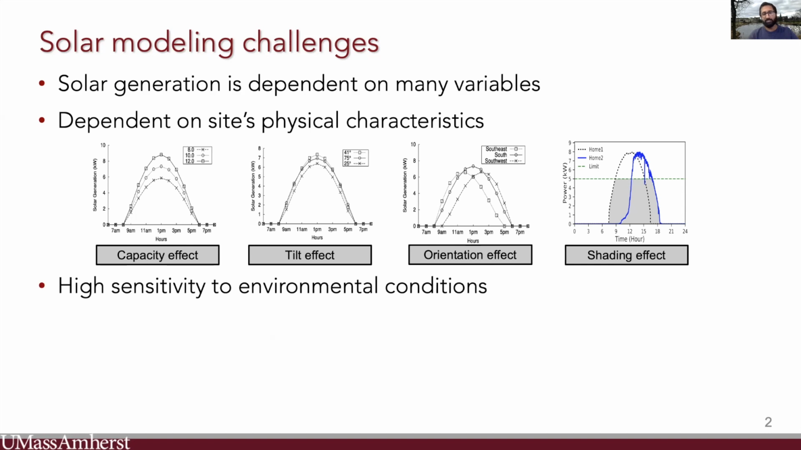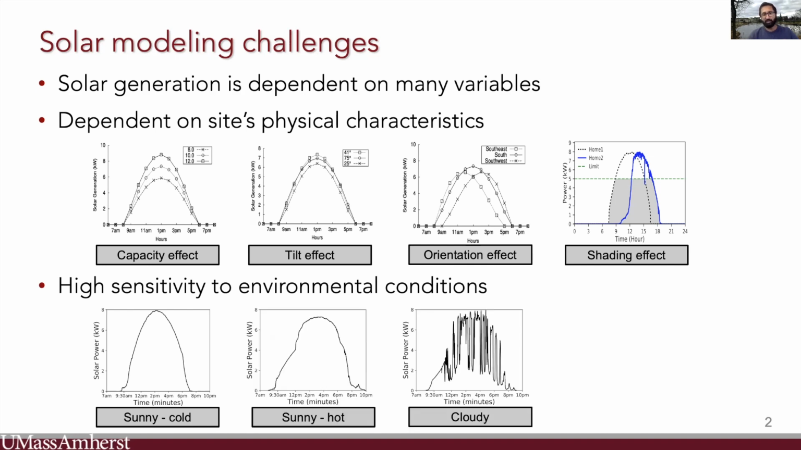Similarly, solar is highly sensitive to environmental conditions. Let's take a look at one site that we monitor. It produces high power when it is sunny and cold, slightly less power when sunny and hot, highly variable power under clouds, and finally, very little power under snow. Incorporating the effect of all these variables makes solar performance modeling a very challenging task.